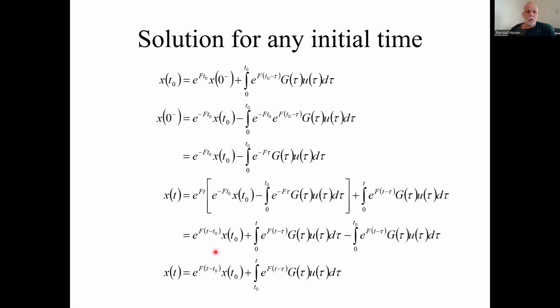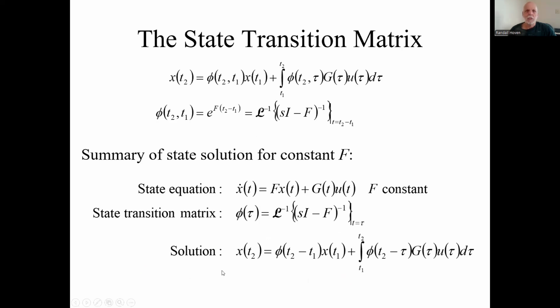Okay, now we're going to start giving this thing a name. State transition matrix, and we're going to give it its own notation, it's phi. So here's another way to express what we just expressed. What is this transition matrix? This e to the F business, which is also this inverse Laplace transform.